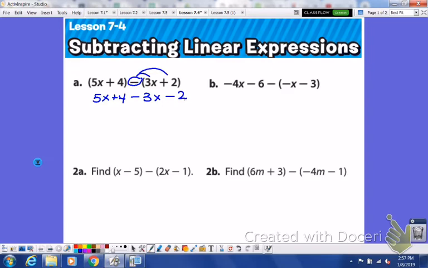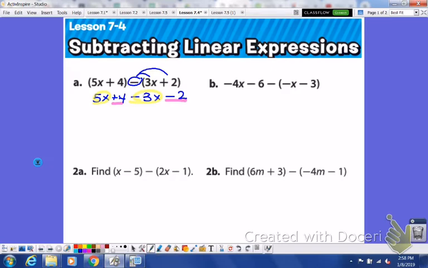You didn't have to do that distribution step with your addition. You were able to just jump right into combining like terms. Make sure you distribute the negative first when we're talking about negatives. Now we look at like terms. I see a 5x. I see a negative 3x. I see a 4. I see a negative 2. Make sure you keep the signs with addition and subtraction.